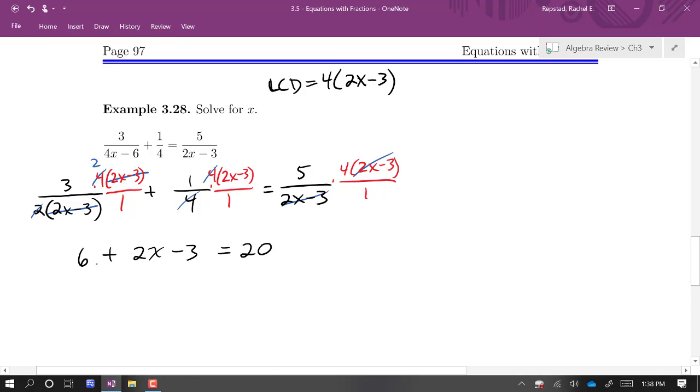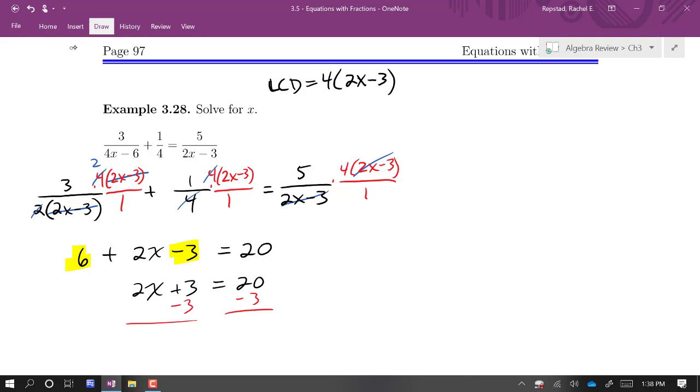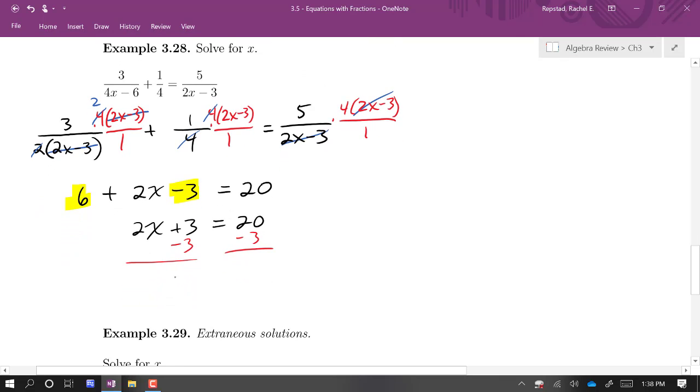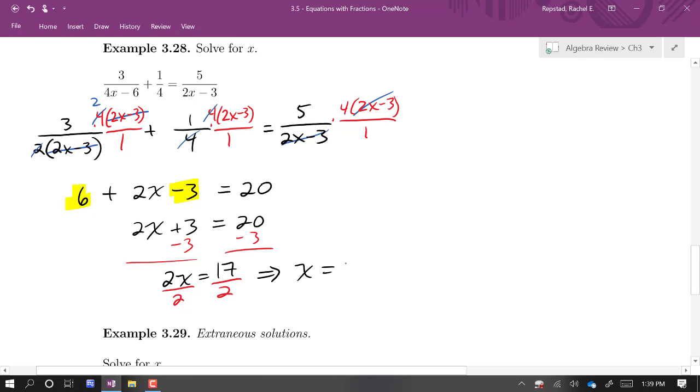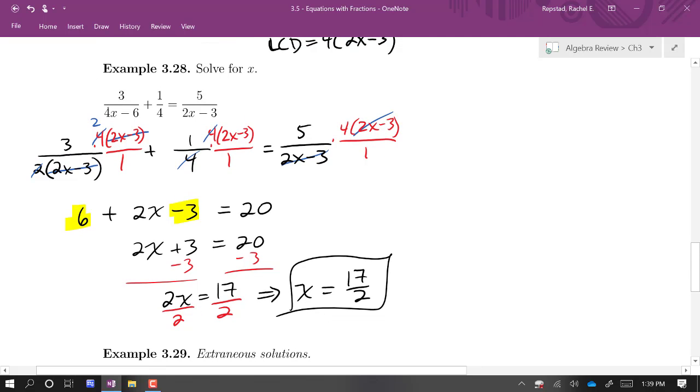I'm going to simplify the left side. We have some like terms here. 6 minus 3 is 3, so this becomes 2x plus 3 equals 20. I'll subtract 3 from each side. So we get 2x equals 17, and now it's all over but the shouting. We'll divide through by 2, and we find that x is 17 halves. And you could do a quick check, but 17 halves will not make either of these denominators equal to 0.